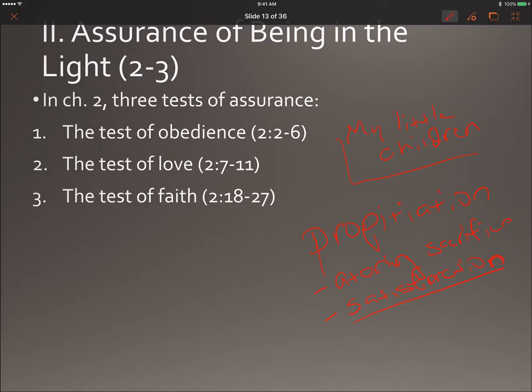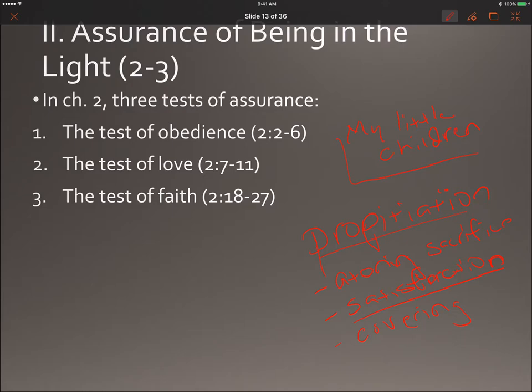Okay? So again, that word propitiation, a very big word, but we want to make sure that we understand what it means. So Christ is that atoning sacrifice. That covering is another word that's being used there, right? So bottom line is he has died in our place, and we have redemption through his blood.